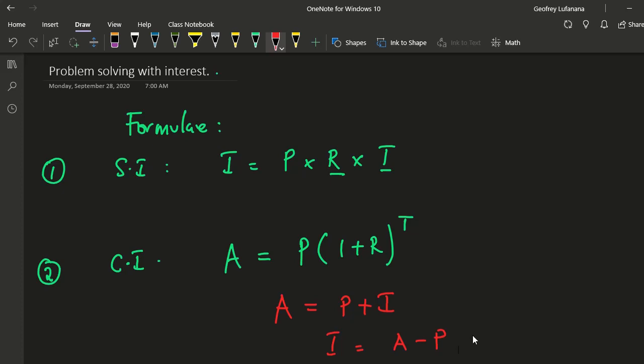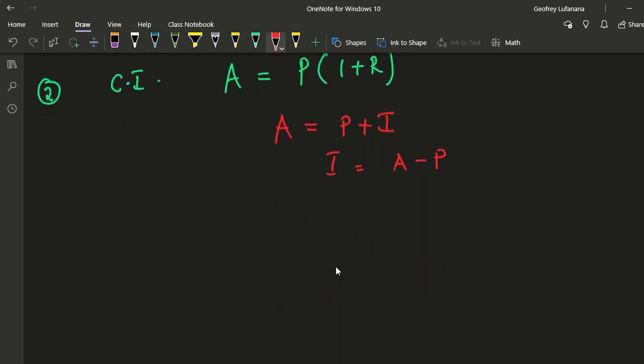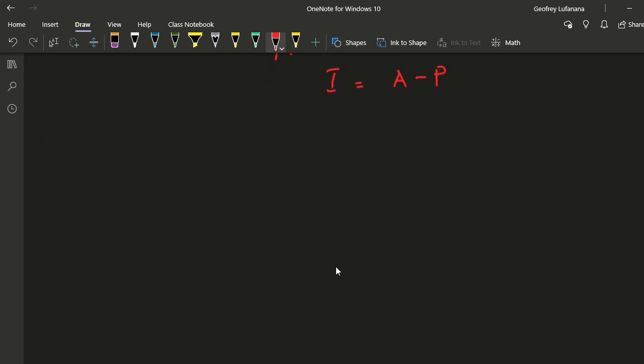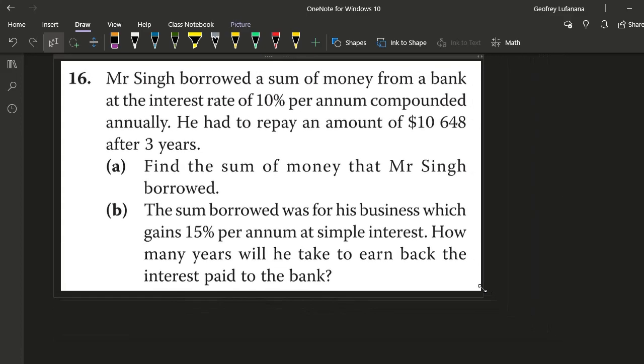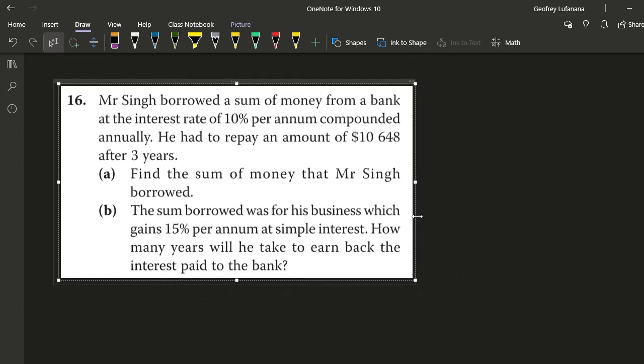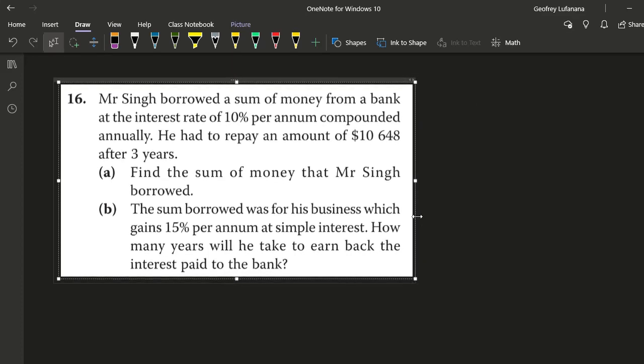Now, when we are dealing with problem solving, you need to recall your formulae, but then you need to also follow some steps. I'm going to illustrate using this example. Mr. Singh borrowed a sum of money from the bank at an interest rate of 10% per annum compounded annually. He had to repay an amount of $10,648 after 3 years.